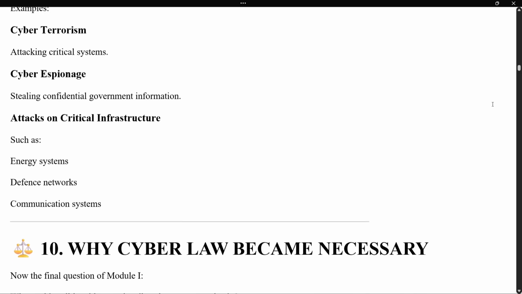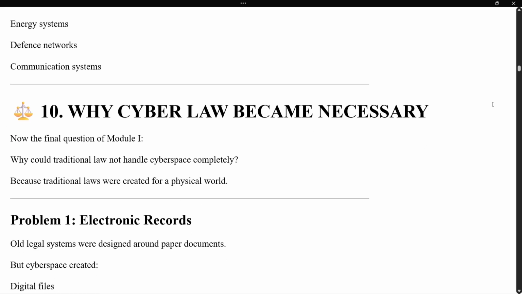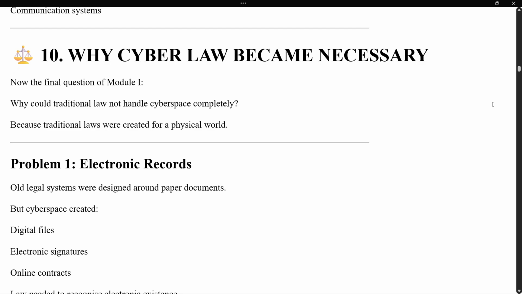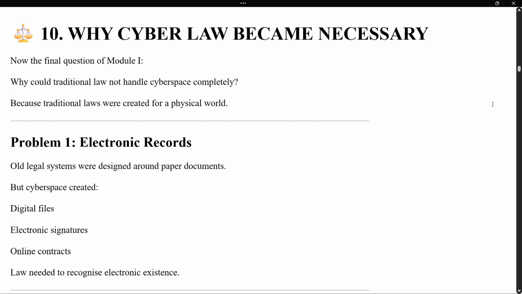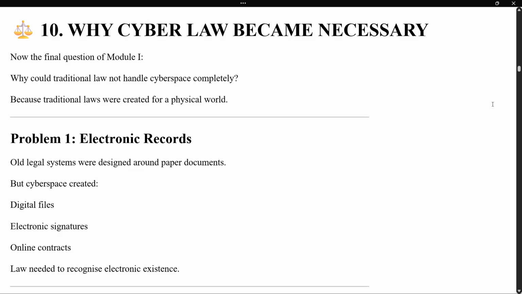10. Why cyber law became necessary. Now the final question of Module I. Why could traditional law not handle cyberspace completely? Because traditional laws were created for a physical world. Problem 1. Electronic records. Old legal systems were designed around paper documents. But cyberspace created digital files, electronic signatures, online contracts. Law needed to recognize electronic existence.